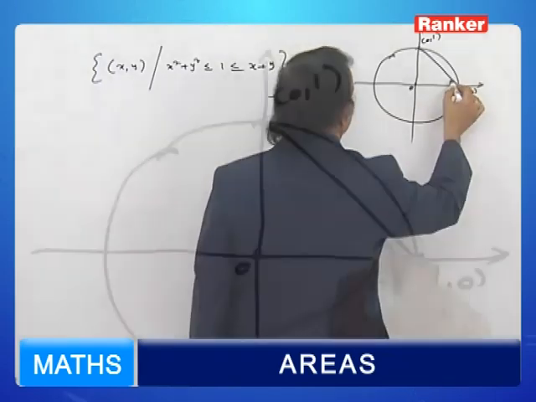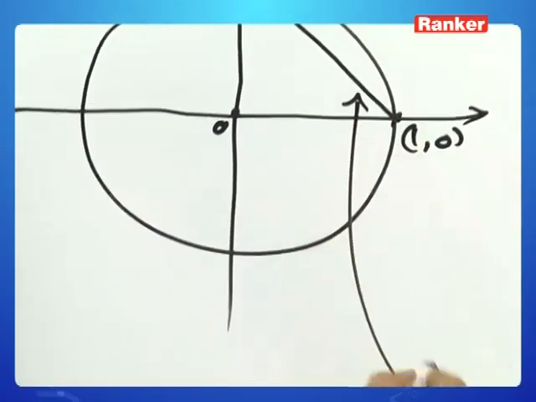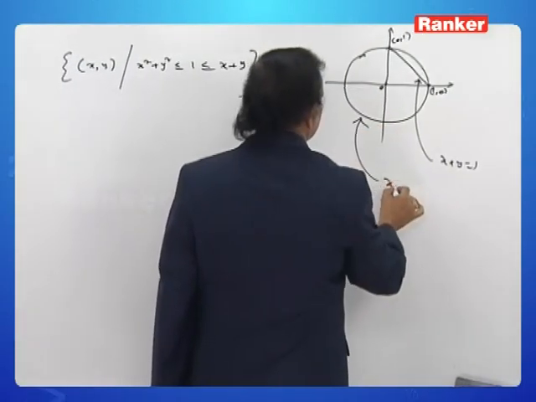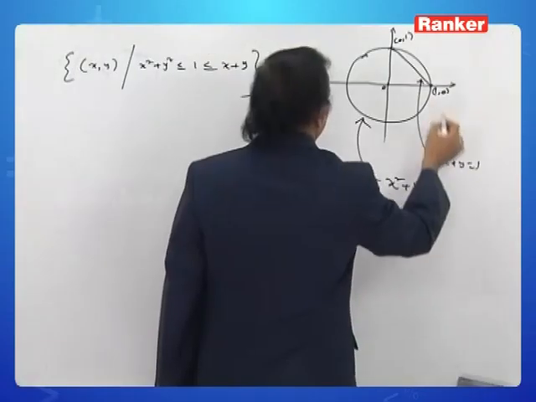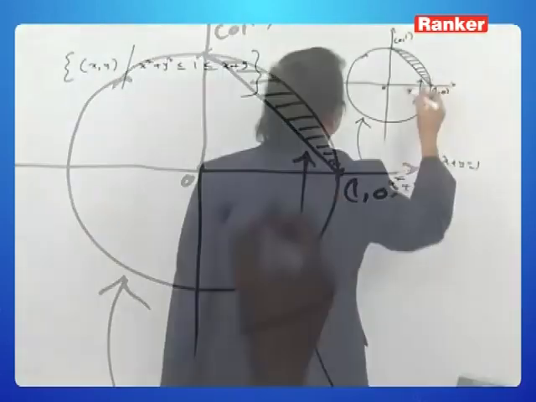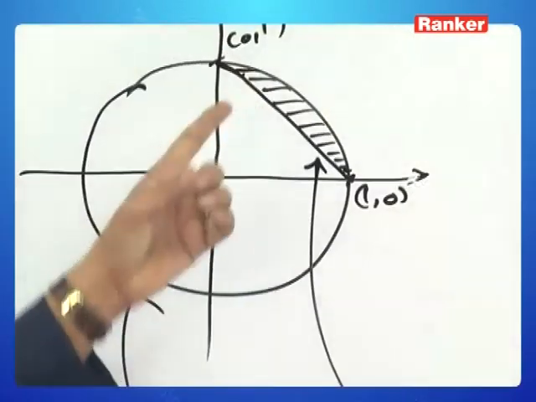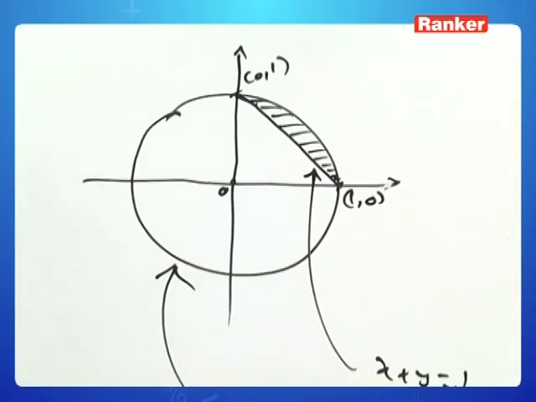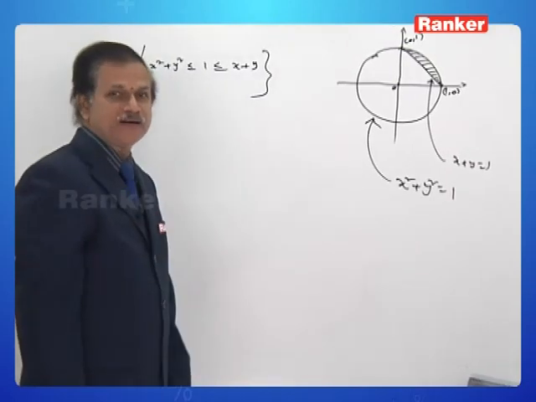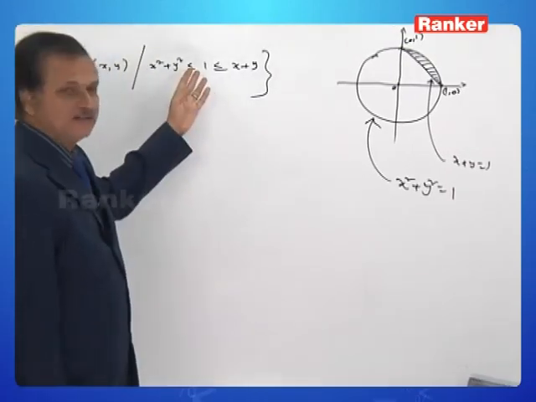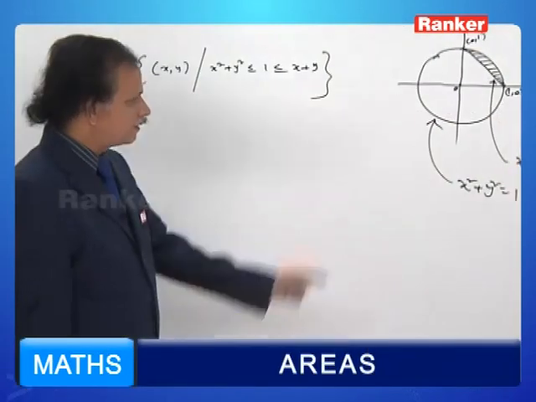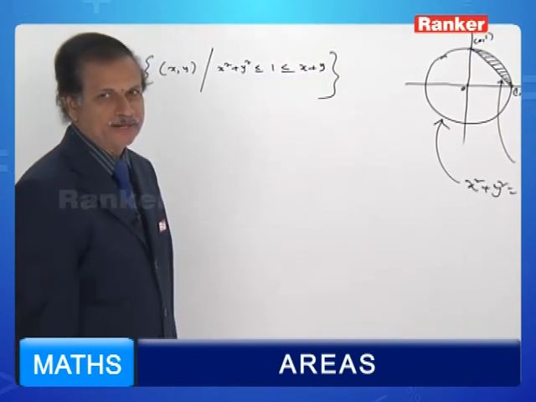So, this is x plus y is equal to 1. This is x squared plus y squared is equal to 1. What is the area required? This is the area required. Why should you shade the upper part? Why don't you come to the lower part? You see, x plus y greater than or equal to 1. That is required. Please observe the hypothetical condition of the region. x plus y greater than or equal to 1. Therefore, that shaded area is required.